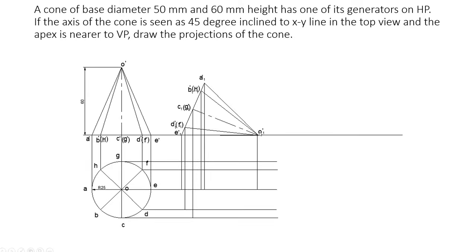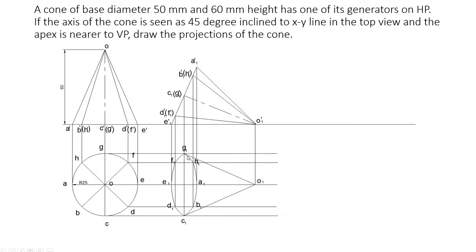Similarly, you draw vertical lines from O1 dash also, O1 dash to O. So you can get some points here. Now connect all those points by using a smooth curve. You can name those points A, B, C, D, E, F, G, H.